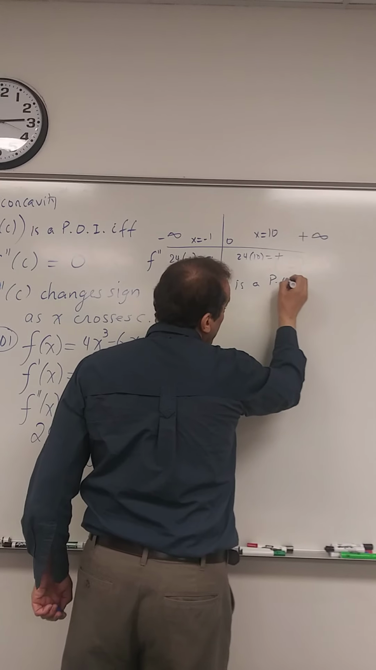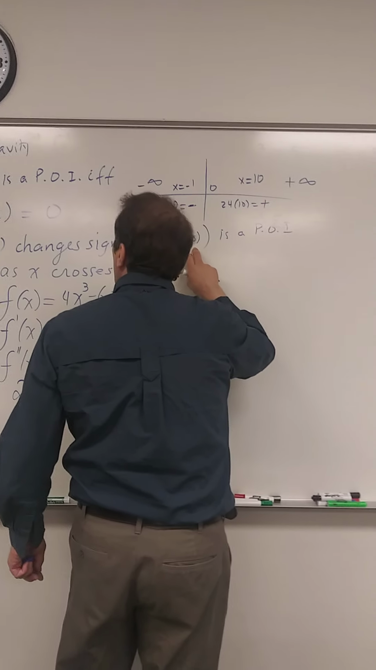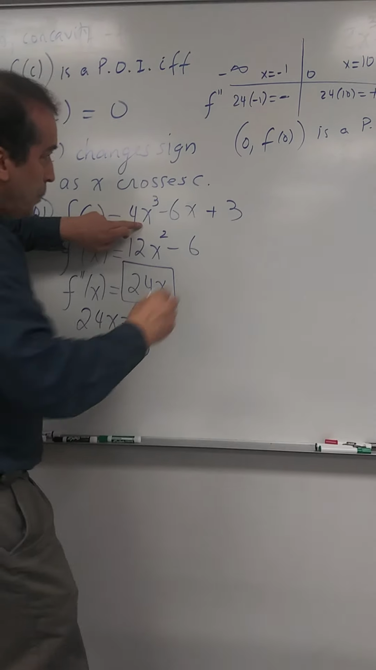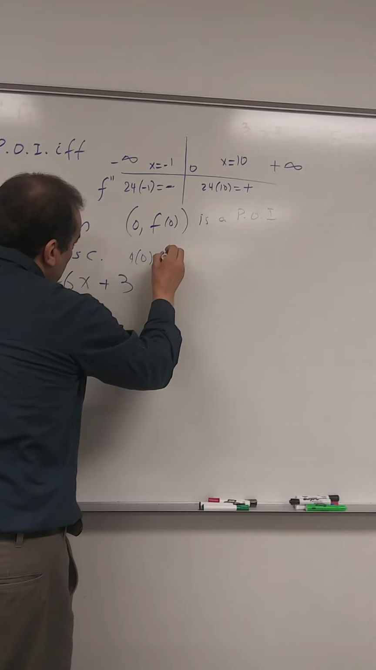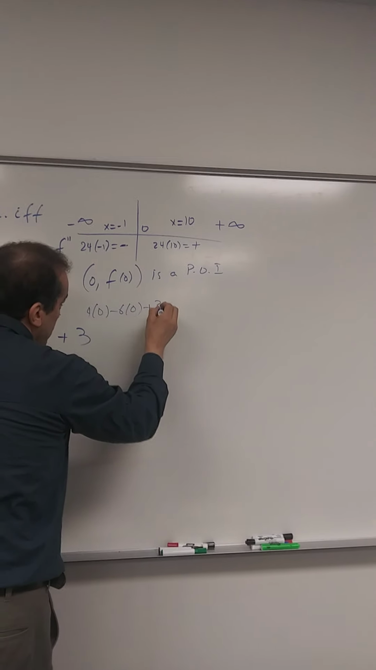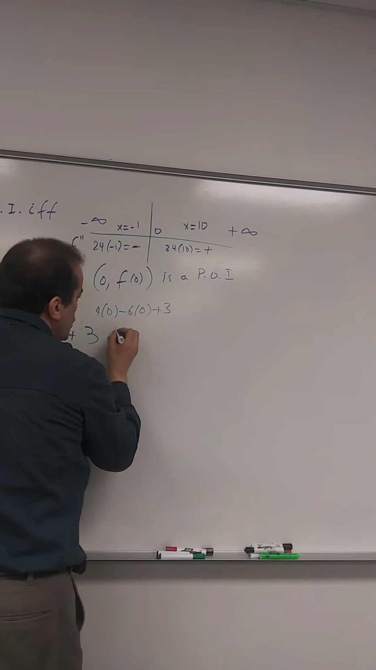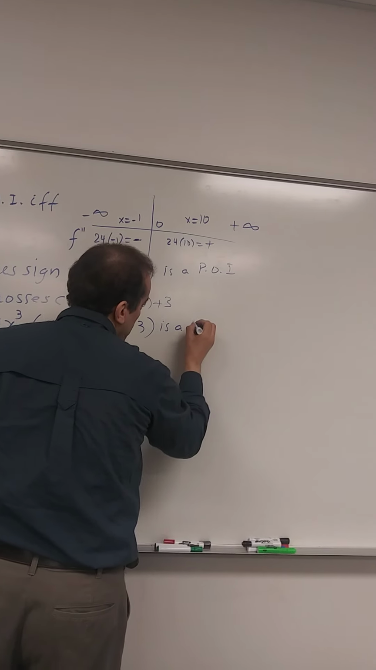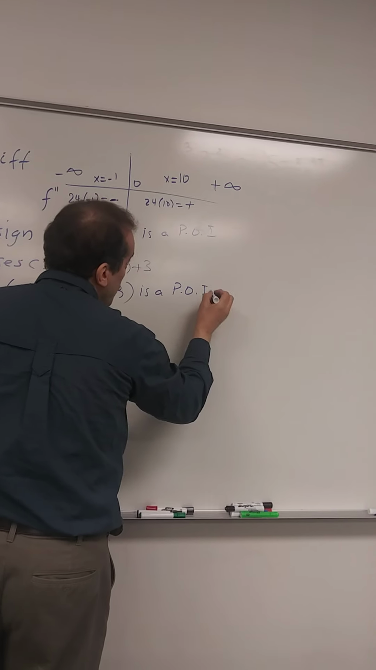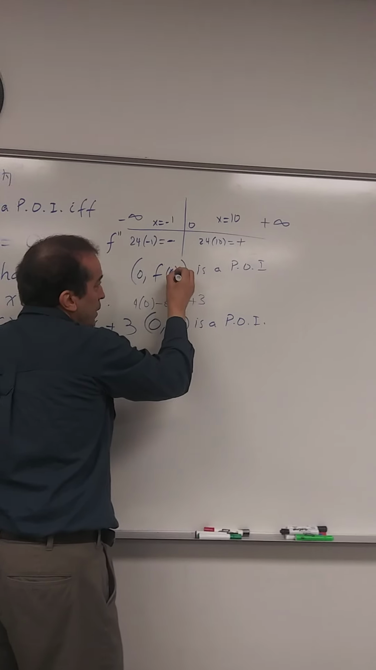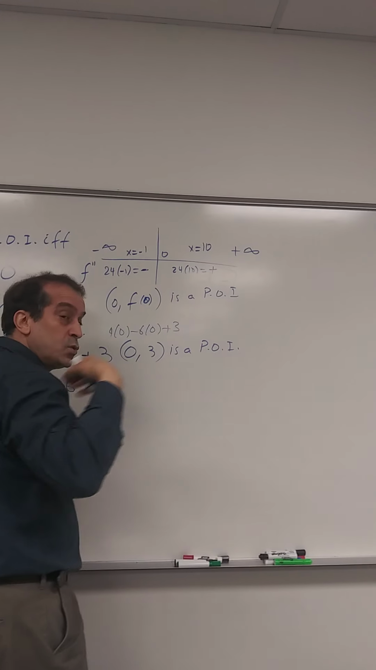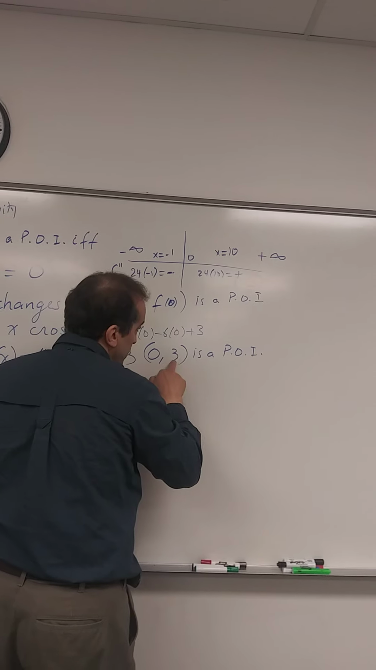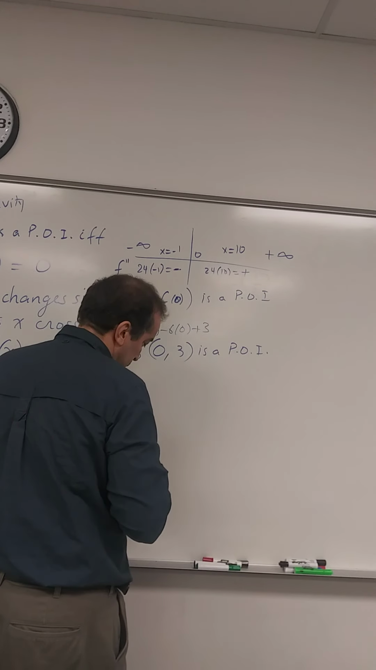We can calculate f of 0 by substituting 0 in the original function. Here's the original function. So if you put 0 here, you end up with 4 times 0 minus 6 times 0 plus 3, which is 3. So f of 0 is 3. So the point of inflection would be (0, 3). (0, 3) is a POI. As far as I'm concerned, if you leave it like this, it's fine. If you write (0, f of 0), for my students, you can leave it like this. You don't have to calculate 3. So (0, f of 0) is a POI.